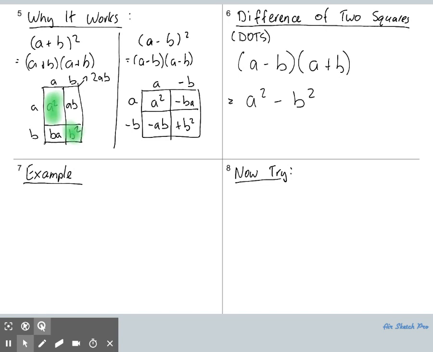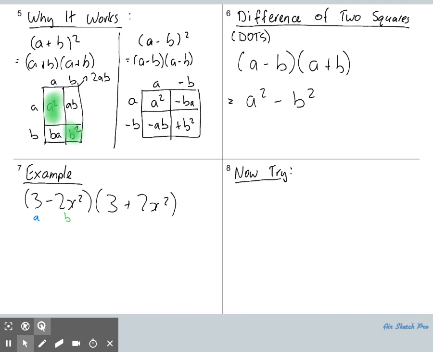So I'm going to use 3 minus 4x, 3 plus 4x. Oh, let's make it 3 minus 2x squared. Let's make it harder. 3 minus 2x squared, 3 plus 2x squared. Okay, so first of all, does it fit the pattern of DOTS? Of course it does, otherwise it'd be a bad example. So just to explain what I mean, I've got A as being 3 and B as being 2x squared. And not just 2x, but 2x squared.